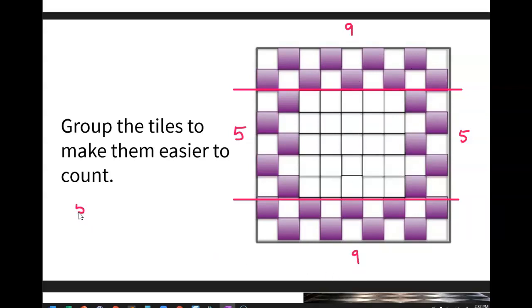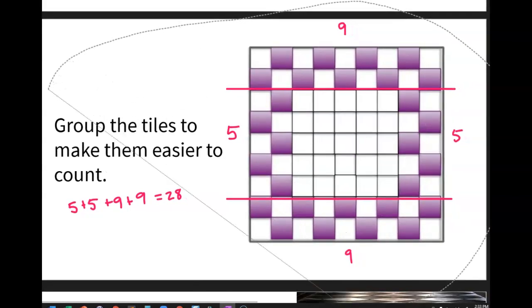And so I can go 5 plus 5 plus 9 plus 9. Let's see what we get there. 5 plus 5 is 10, plus 9 is 19, plus 9 more is 28. So that would be 28 total. So that's pretty close to what we got before, right? We were like, it's around 28, might be 27, might be 29. But this way, we're more sure of our counting. We only had to count a couple of little ones, and we added together and got 28.